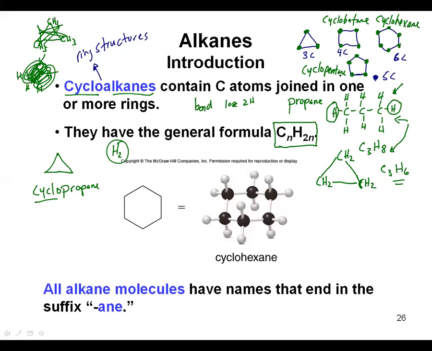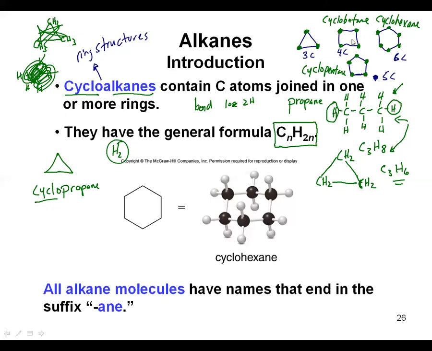So the ring structure has the same name as the straight structure, except that when it closes up on itself, you just put cyclo in front of it. Like I said, the 3 carbons in the straight version is propane, like we have on the right. When it closes up on itself and makes a ring structure, you just put cyclo in front of it and it's still propane, because it's still the 3 carbons. Other questions on that?